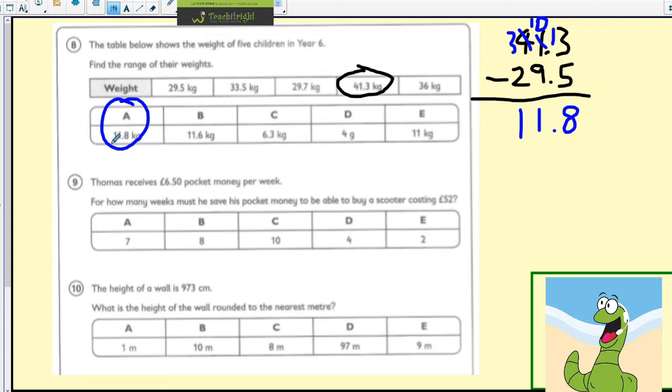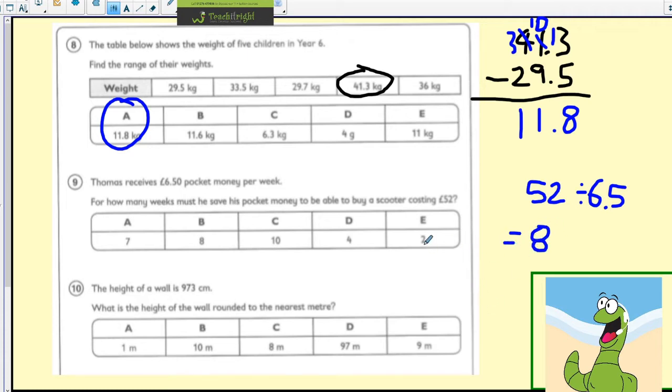Number 9. £6.50 a week pocket money. How many weeks must he get to £52? So that's going to be essentially 52 divided by £6.50 is one way of getting there, probably the fastest. Or if you wanted to just keep doubling £6.50, you could also get there that way. But the number of times is, if we divide the two, you end up with an answer of 8.